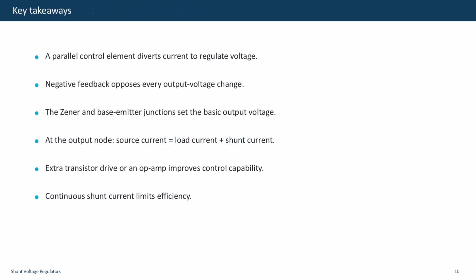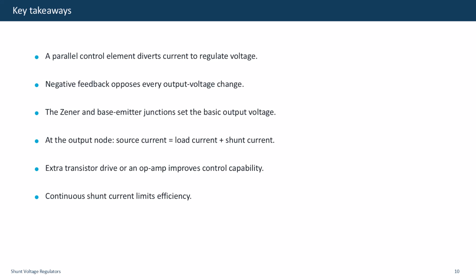A shunt regulator maintains output voltage by varying current through a parallel control element. The feedback loop always acts against an output disturbance. More shunt current corrects a rising output, while less shunt current corrects a falling output. In the basic transistor circuit, the Zener diode and base emitter junction establish the approximate regulated voltage. Current calculations must respect the node relation that source current divides into load current and shunt current.